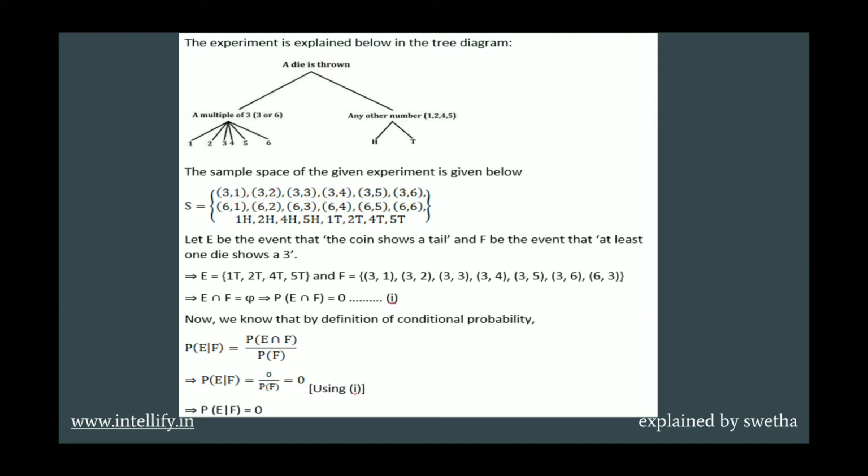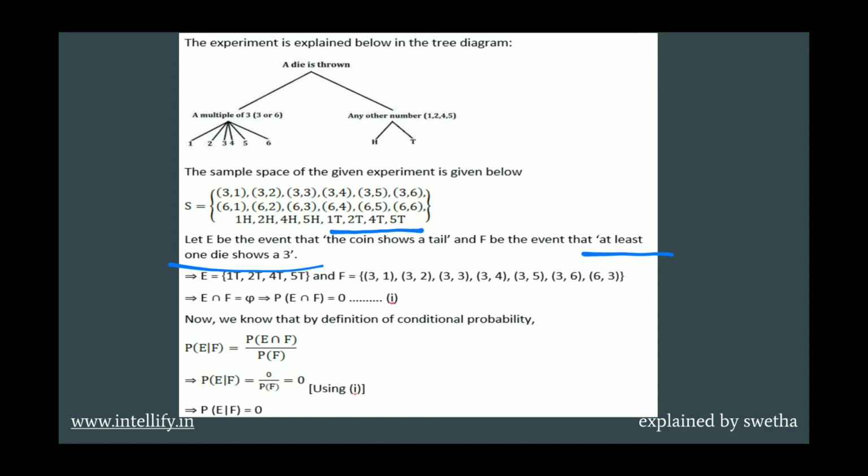Let E be the event that the coin shows a tail. So we have to take that the coin shows a tail. It means we have to consider these 4 events. Therefore E is the event 1T, 2T, 4T and 5T. And F be the event that at least one die shows 3.